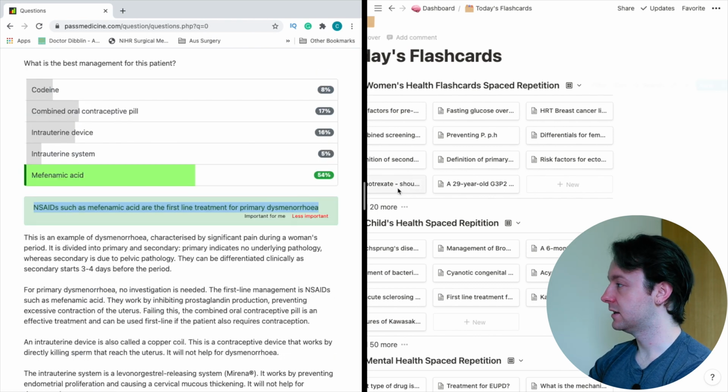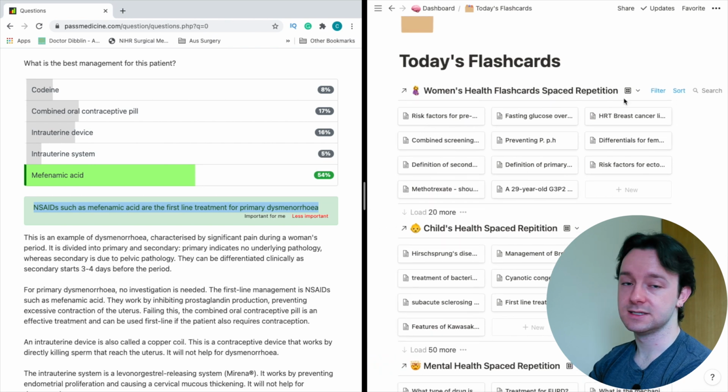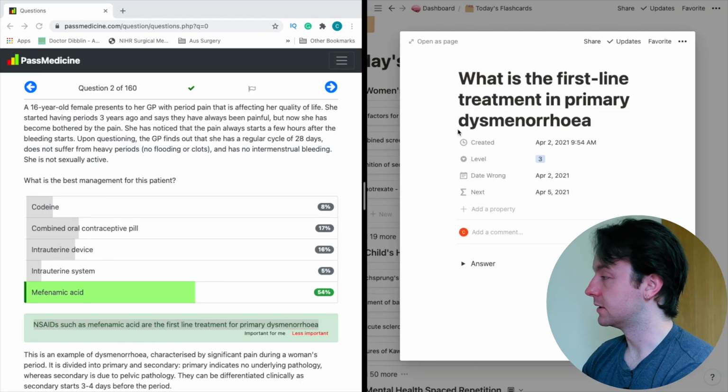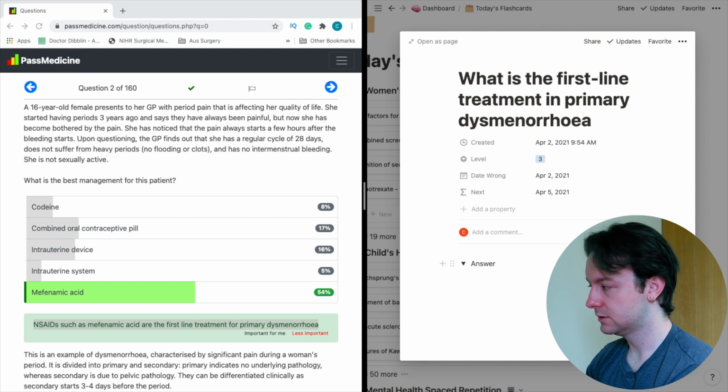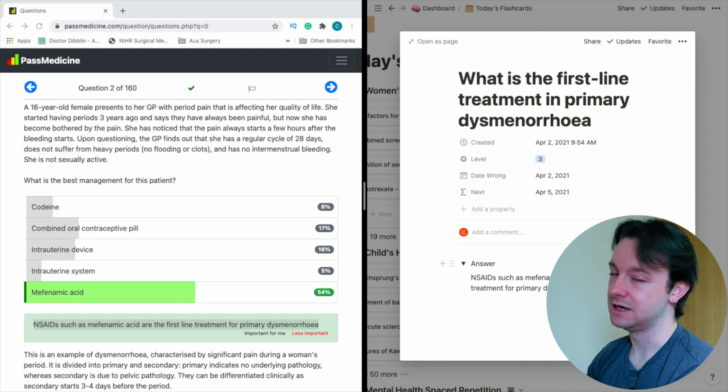So I'm going to copy that and I'm going to go over. And again, it's women's health because this is contraception, which falls within women's health. So what we're going to do is we're going to make a new flashcard. We're going to say, okay, what is the first line treatment in primary dysmenorrhea? And our answer, of course, now we know, is NSAIDs, such as mefenamic acid. I'm really bad at pronouncing drugs.